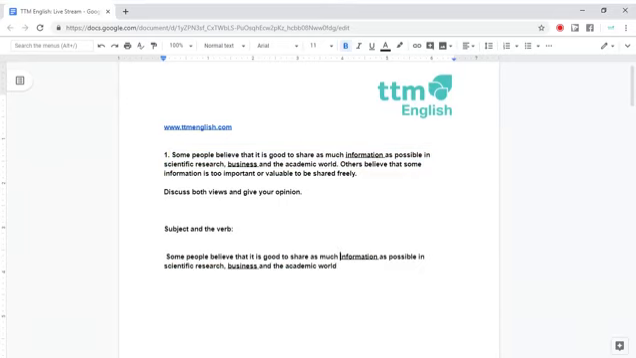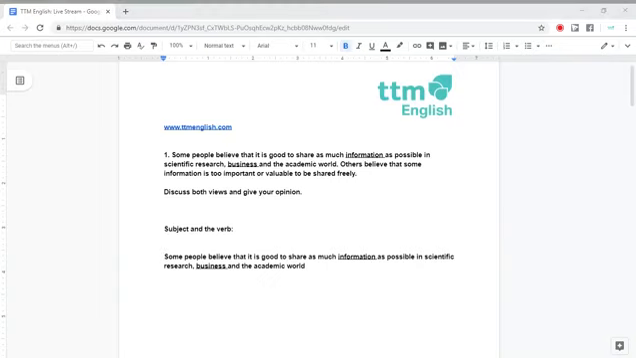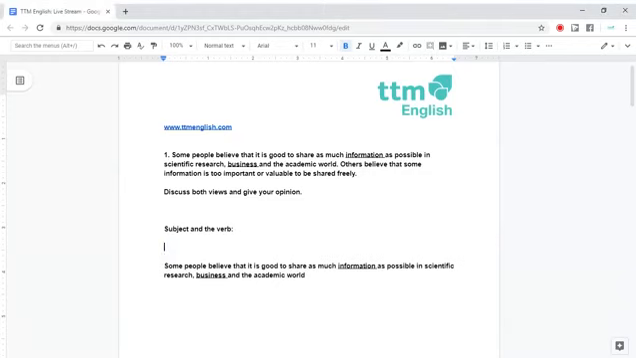We need to ask ourselves, what is the subject of this sentence? Can anyone tell me what is the subject of this sentence?